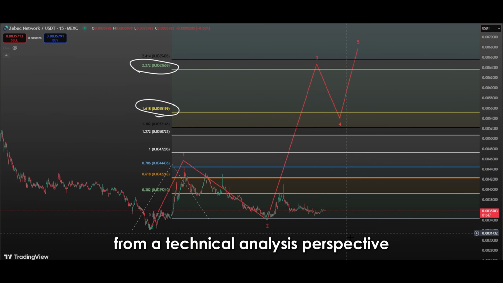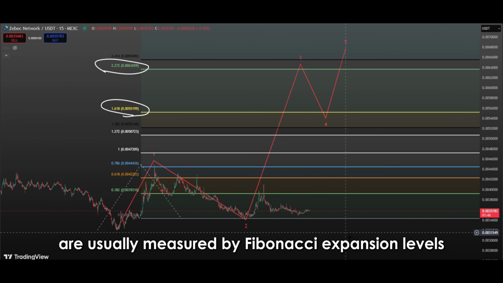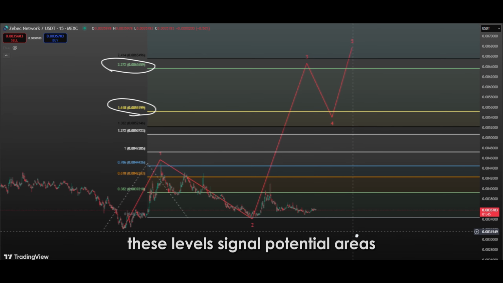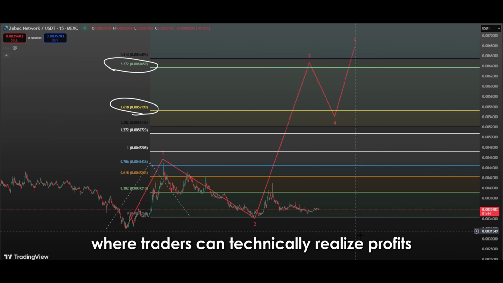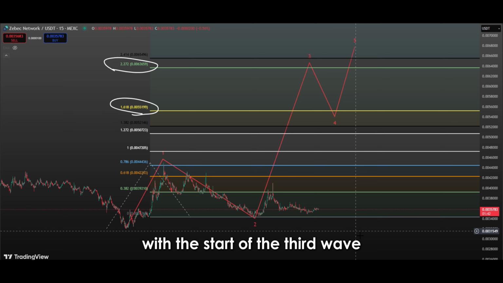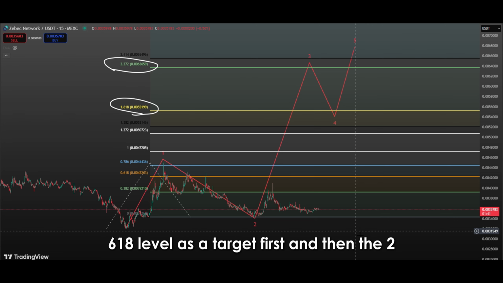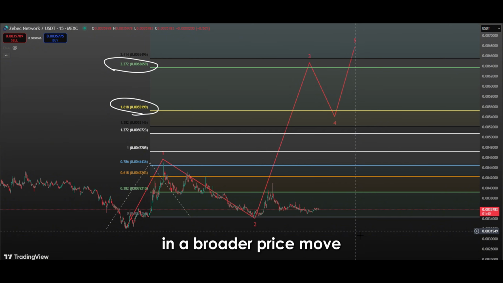From a technical analysis perspective, the target zones when the third wave begins are usually measured by Fibonacci expansion levels. These levels signal potential areas where traders can technically realize profits or new market entries. Specifically in this scenario, with the start of the third wave, the price can be expected to reach the 1,618 level as a target first, and then the 2,272 level in a broader price move.